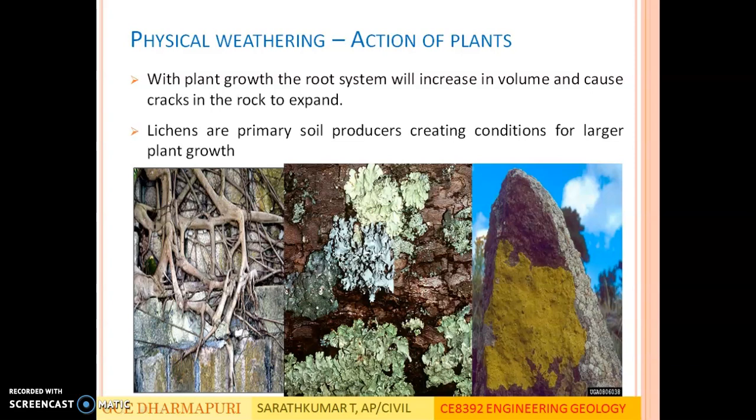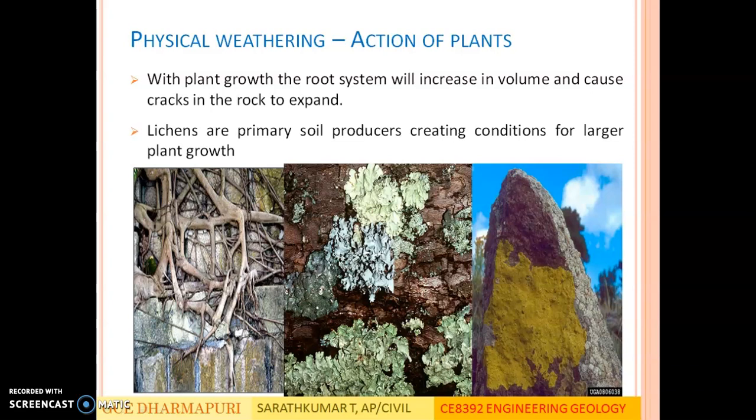Sometimes in the pores of the rocks, a bird will drop a seed of the plant. The seed will grow into a plant, and once it starts to grow, the root of the plant expands, and it will create a physical force inside the rock, which will make the rock break into two pieces.